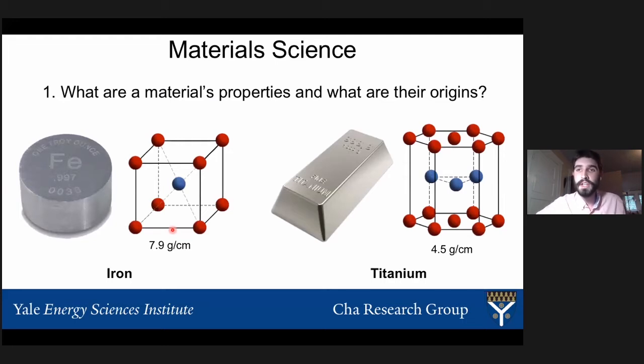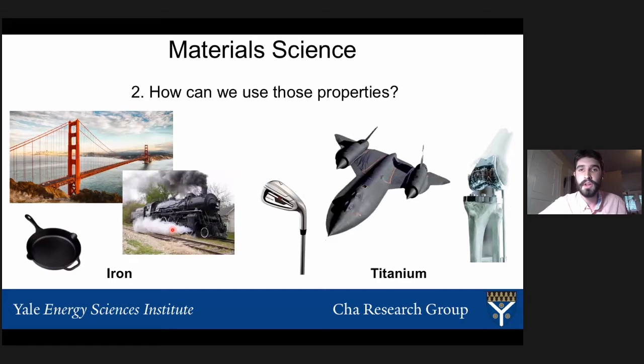And the second question is more of an engineering focus. So now that we know what the properties of a material are, how can we use those properties for a practical purpose in the real world? So to continue with this example, iron is very cheap, it's abundant, and it's strong. And as a result, it's been used as a building material for transportation networks and for common household items for hundreds of years.